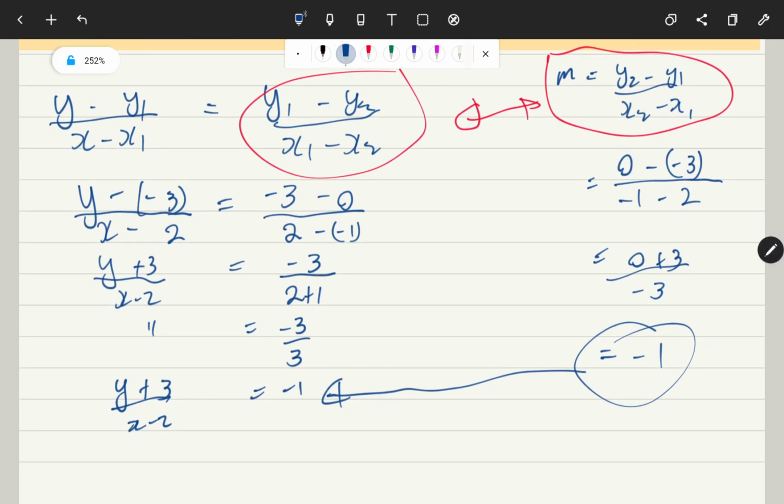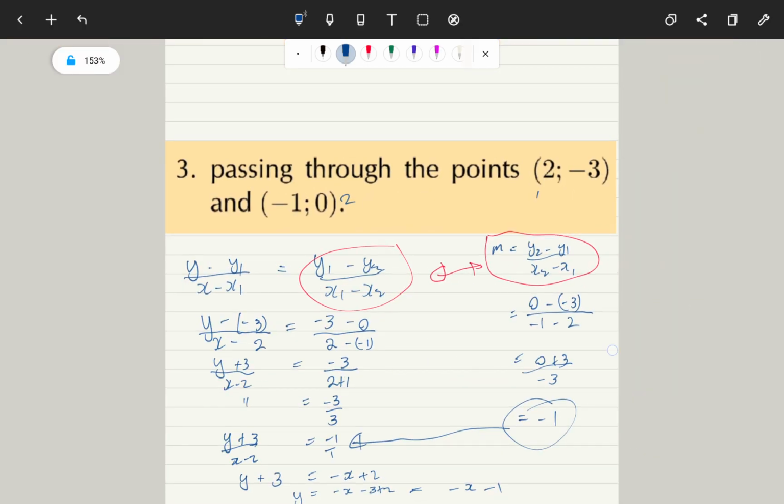So we still have to do the math right here. Cross multiplication: minus x, plus 2, then y is minus x, minus 3 plus 2, which gives you minus x minus 1. Is that right? Yes sir, I believe that is right. So that is it, we are done. Let's see the next question.